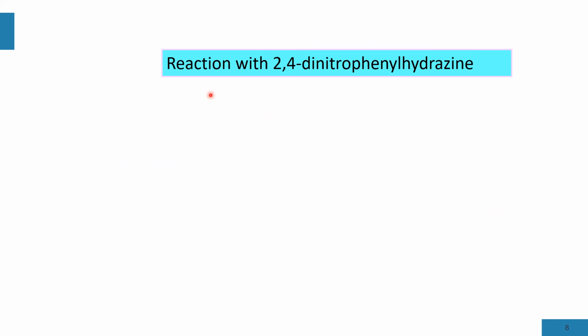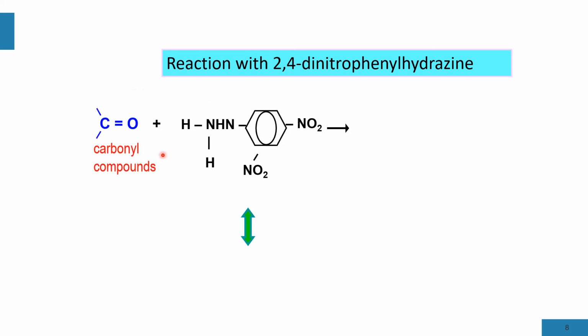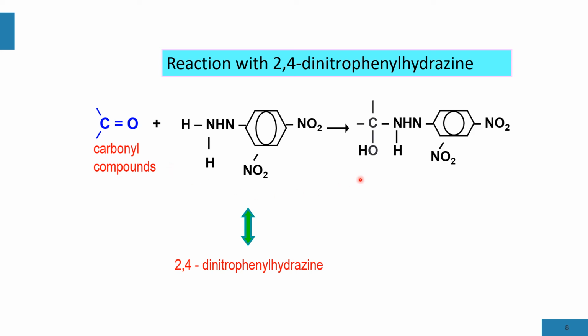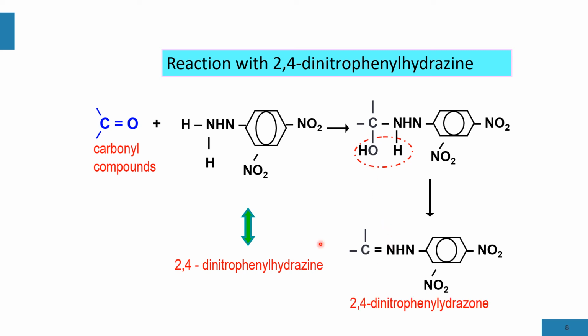Reaction with 2,4-dinitrophenylhydrazine or 2,4-DNPH. Reaction between carbonyl compound and 2,4-DNPH is condensation, where both combine together and a small amount of water, or a water molecule, is eliminated to produce the product, 2,4-dinitrophenylhydrazone.